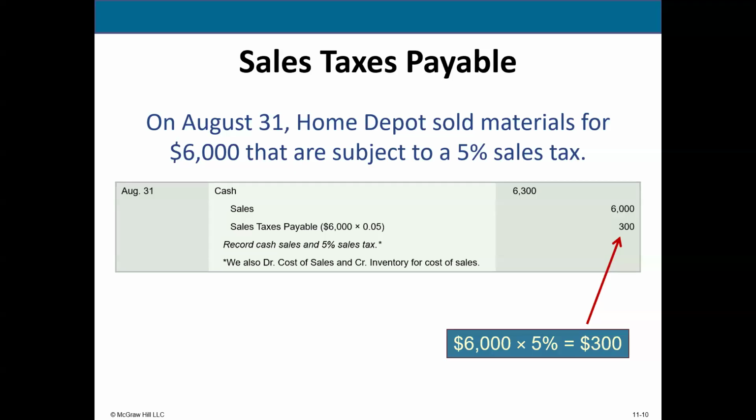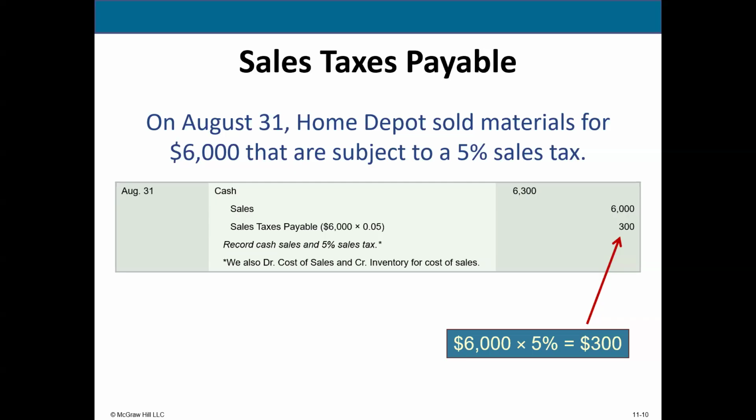Here I have an example on this slide here. If Home Depot sells materials August 31 for $6,000 in cash, the sale is subject to a 5% sales tax. The revenue portion of the transaction is recorded here. And so as you can see, the transaction looks like this. The customer ended up paying Home Depot $6,300 total. So they debit cash for 6,300. They credit the sale of the inventory 6,000. The difference is the tax.